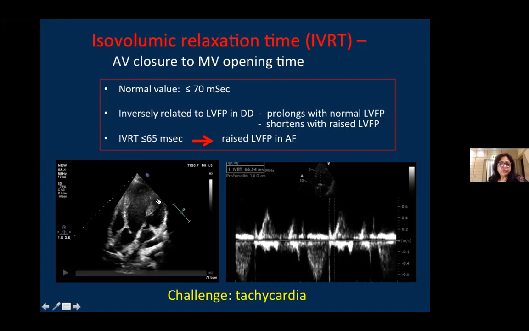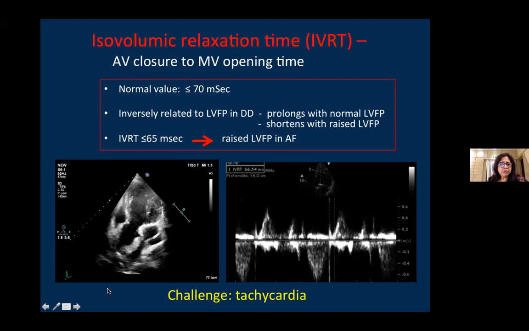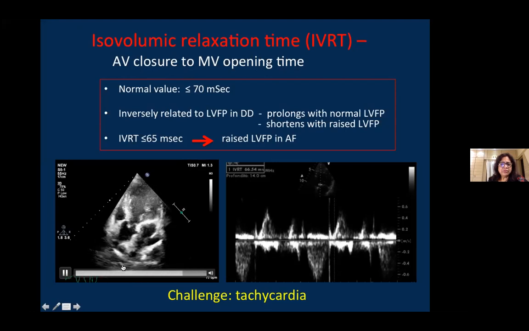It is very easy to do. We go to the apical 5-chamber, or even the apical 3-chamber view will do. And what we do, we get the cursor and place the sample volume in between the mitral flow. This is the apical 5-chamber view. We say 5-chamber because we have opened up the aorta. This is left ventricle, aorta, left atrium. And this is mitral valve.